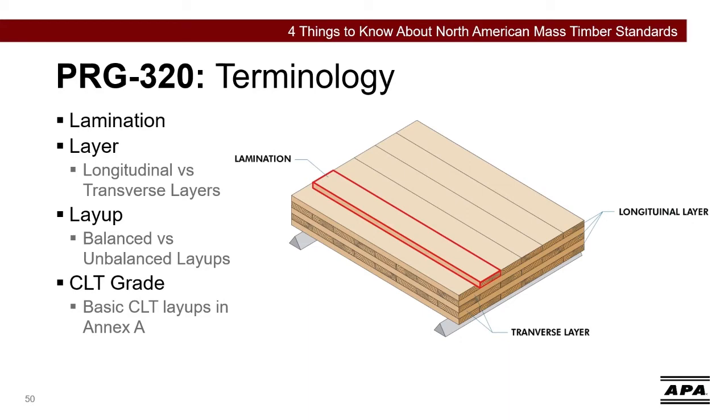CLT grade refers to a class of CLT determined by the combination of grades of laminations in the longitudinal and transverse layers. Basic CLT grades and layups in PRG 320 are listed in Annex A.